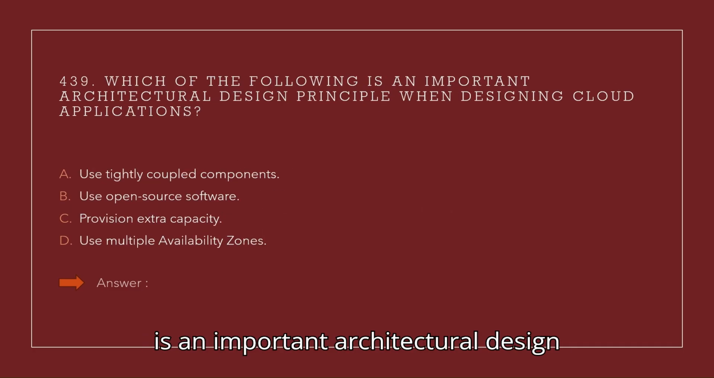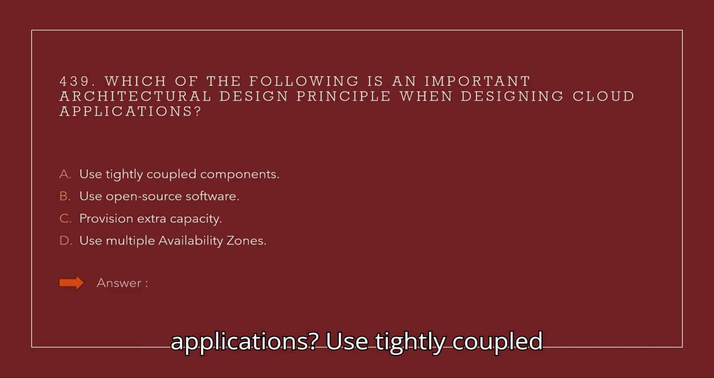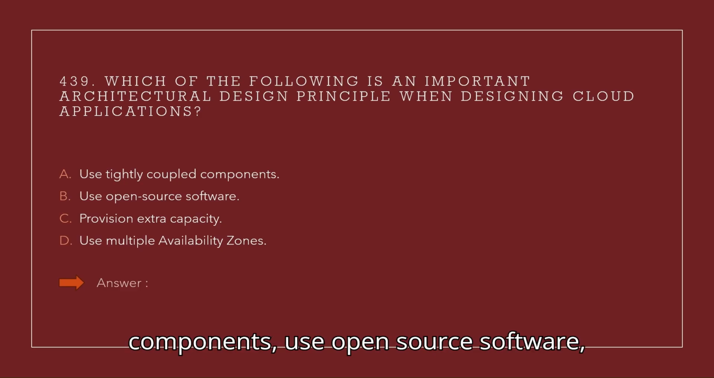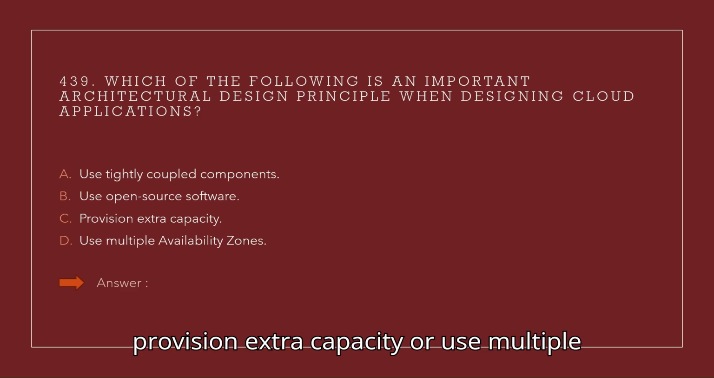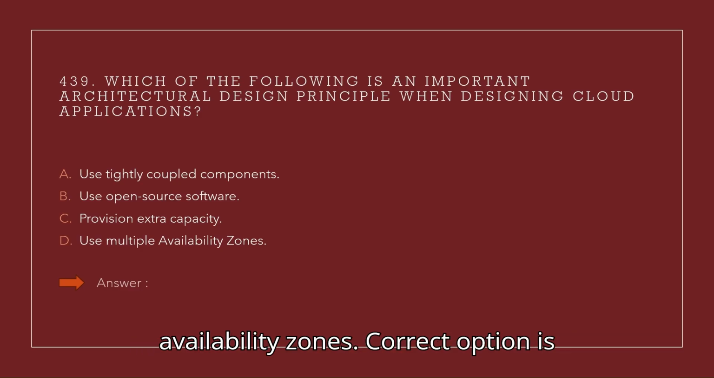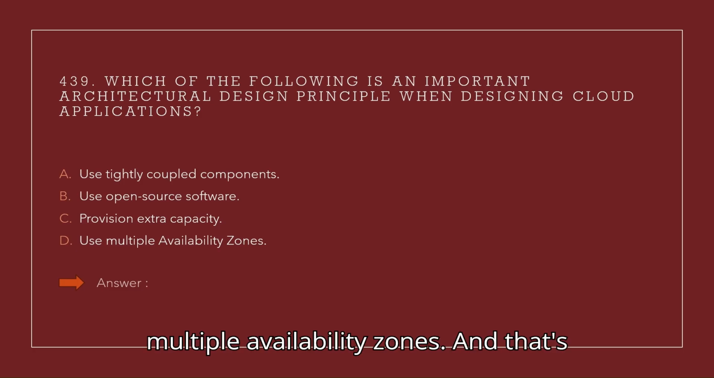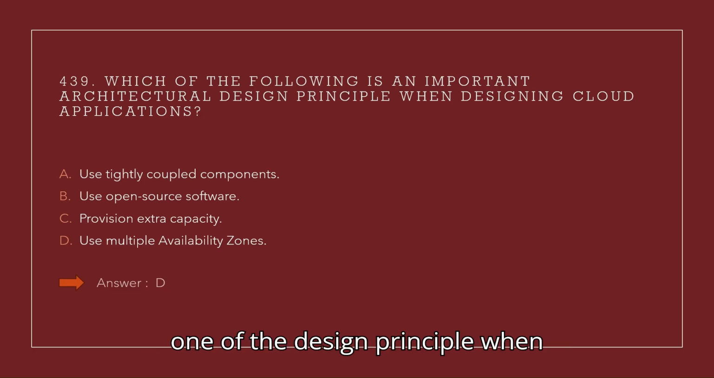Next question. Which of the following is an important architectural design principle when designing cloud applications? Use tightly coupled components, use open source software, provision extra capacity, or use multiple availability zones. Correct option is option D. You need to use multiple availability zones. And that's one of the design principles when designing cloud architecture applications.